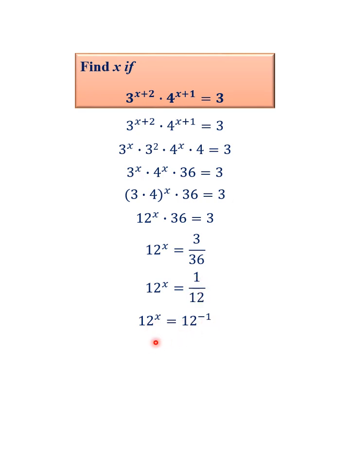Now the bases are the same. Feel free to equate the power. It therefore means that x equals minus 1. And that is the answer to the question. You can see that it is very simple and straightforward.